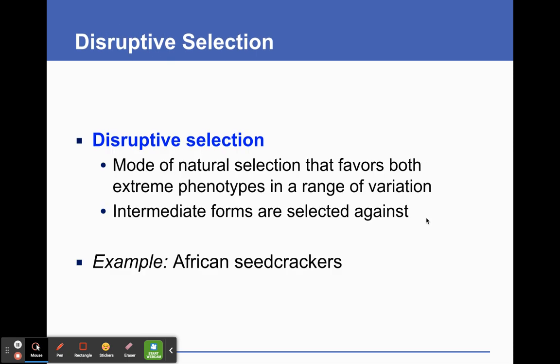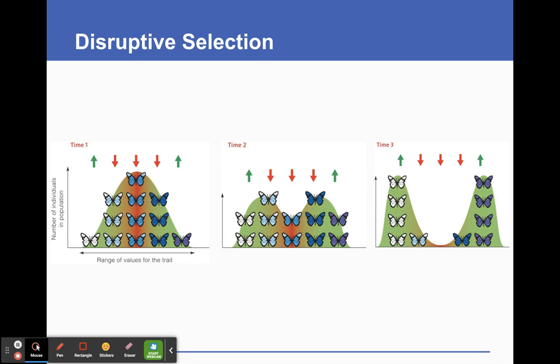Last type of selection is disruptive selection. This is a type of natural selection that favors the two ends of phenotypes, and it doesn't favor the ones in the middle. Funky looking graph. Basically, over time, we see that there's this normal bell curve. Something happens. The ones that are intermediate in the middle, right? If you're looking at this, it's that intermediate color. They're selected against, but on either end, they're selected for.